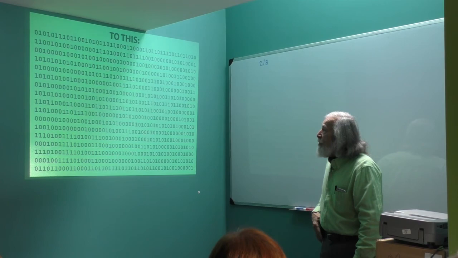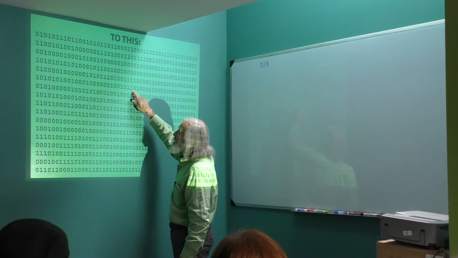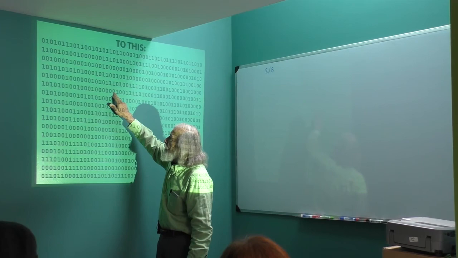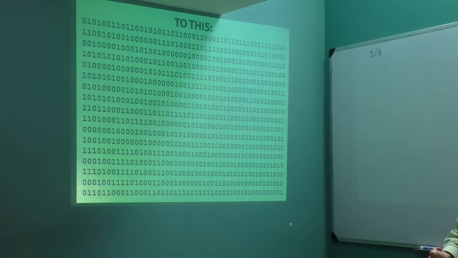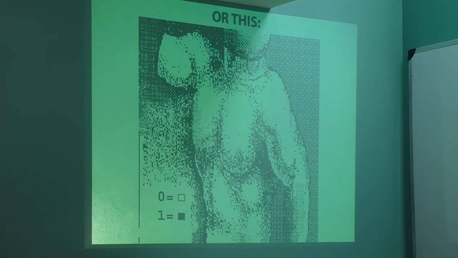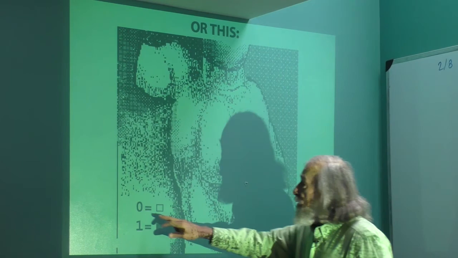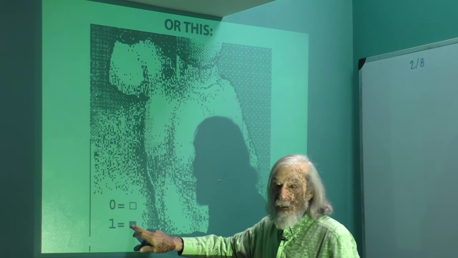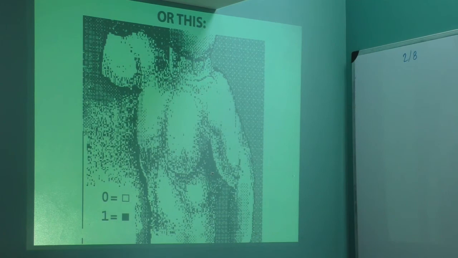But if you look carefully, you'll see, well, like right here, here's four ones in a row. And look at, here's one, two, three, four, five, six zeros in a row. So there's some structure here, but it's very hard to know what it is. So we can go to this, or we can go to this. Once we have two things, once we have, in this case, the zero is a little white space, and the one is a black space. If you put a bunch of white spaces and black spaces together, you can make that, or this.